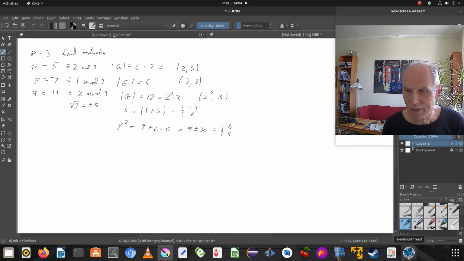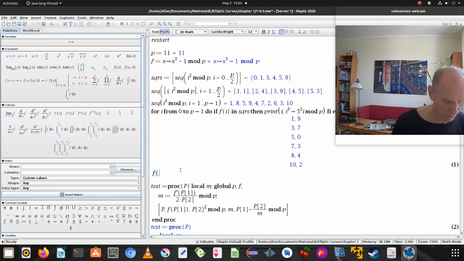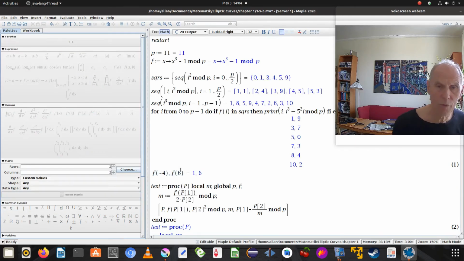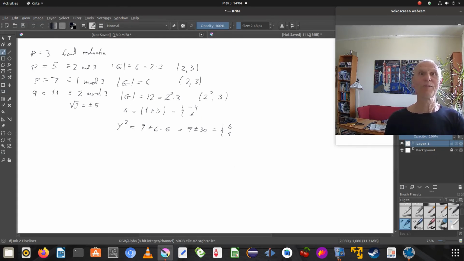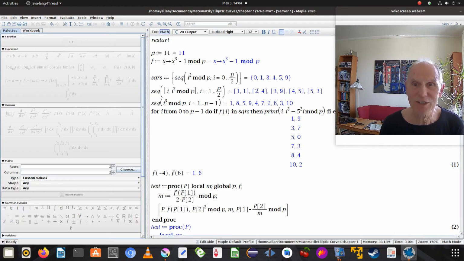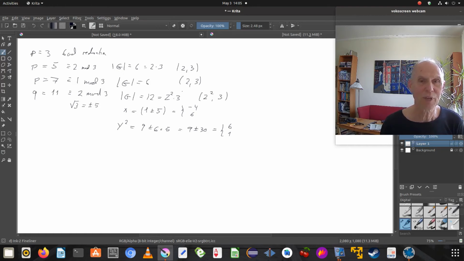Let's just check that that's correct. 1 and 6. Wow! I made some calculations that might be right. And 1 is of course a square, and I hope 6 is not. It's not. So it's verified. We do have 2 points of order 4. We didn't need to do that, but I wanted to check all my formulas and everything.